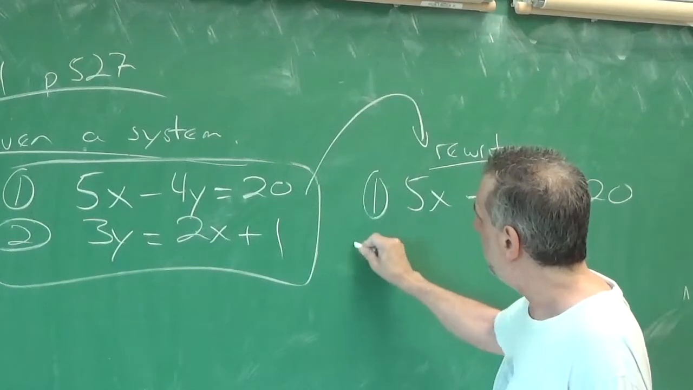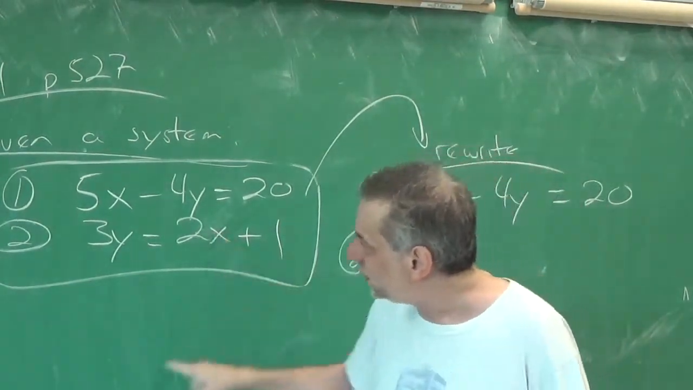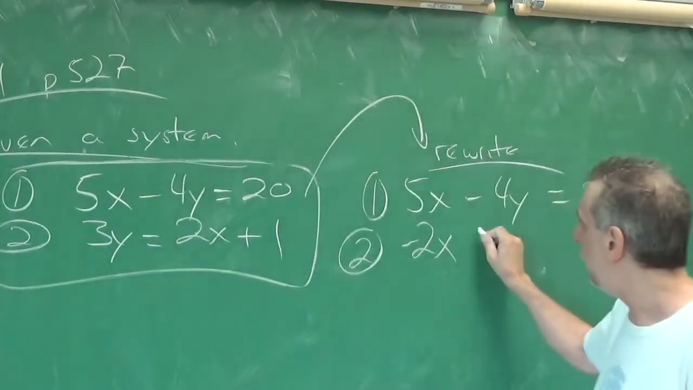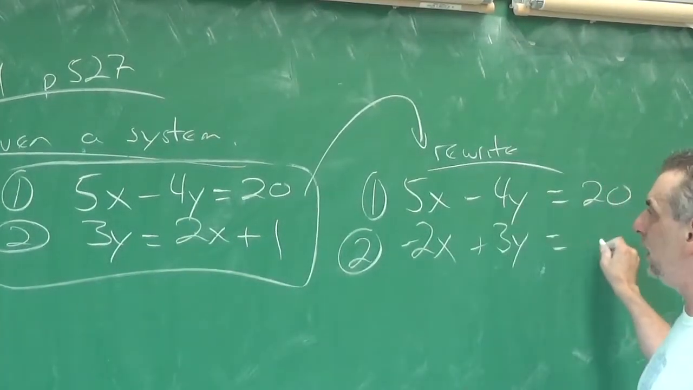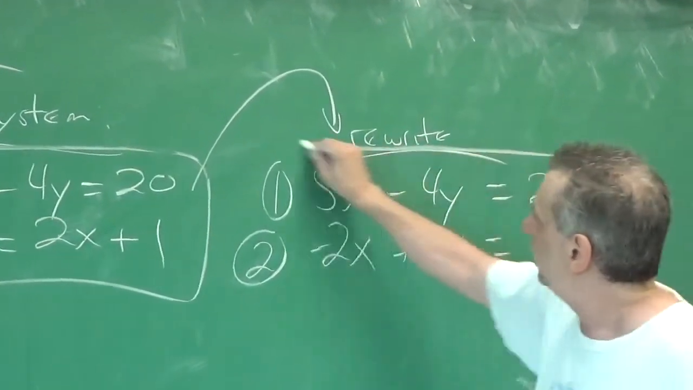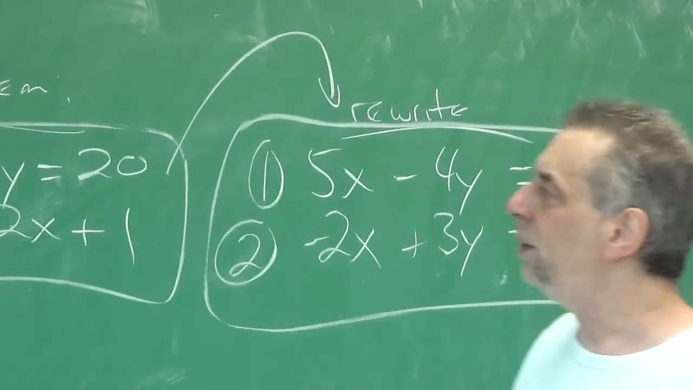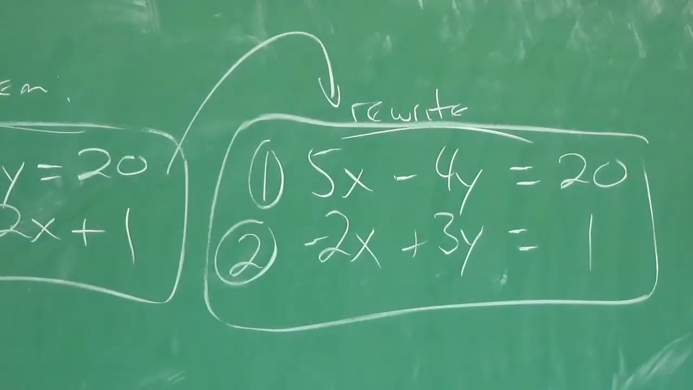So that one stays the same. I'm going to bring this x over to this side just so I can put it under the other x, leave the 3y where it is, and the constant over here. So that's just a good habit to get into. We don't really need to do that for this particular question, but again, good habit to get into. Line up the x's, line up the y's, put the constants on the other side.